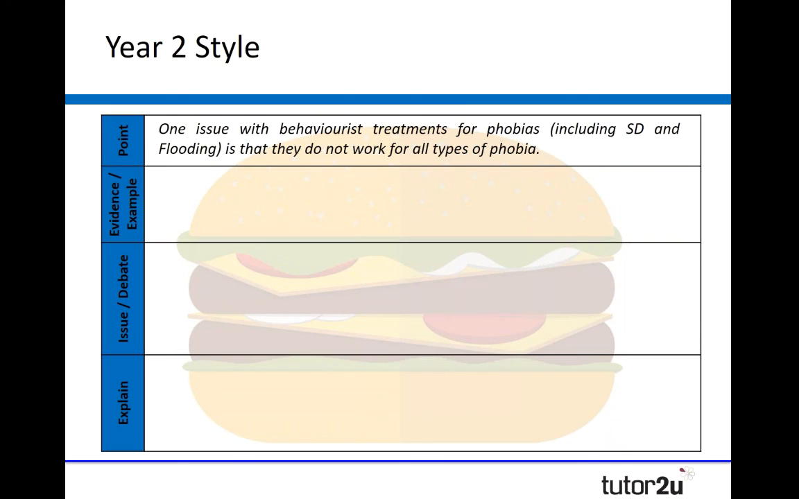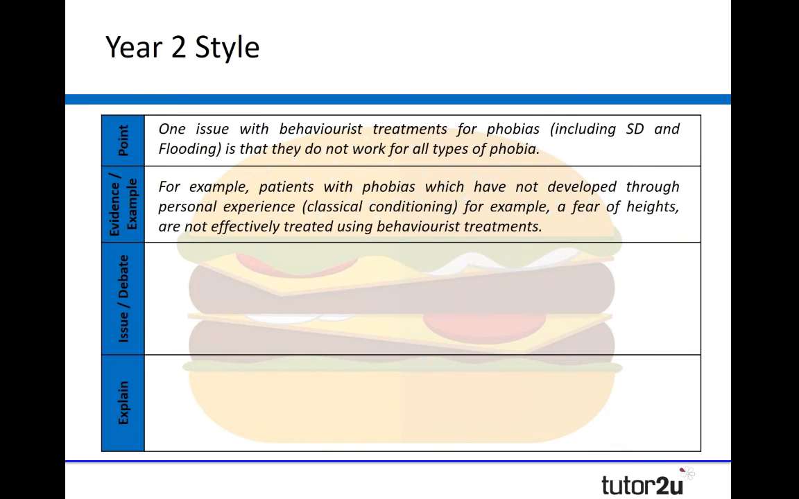So we keep the point the same. We say one issue with these behaviourist treatments for phobias is that they don't work for all types of phobias. We keep our example exactly the same as well. We say, for example, patients with phobias which have not developed through personal experience, for example, fear of heights, are not effectively treated using these behaviourist treatments. And then this is where you can now start to improve the quality of the evaluation.